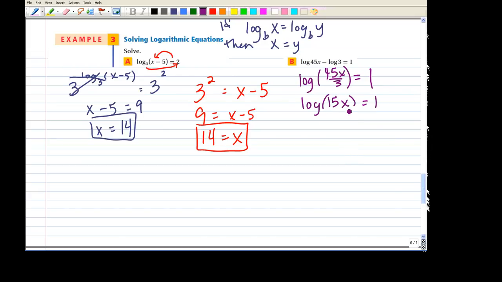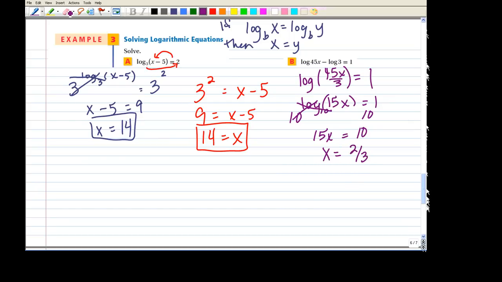Okay, so again, you could do like we did before. You could make these both an exponent, where my base would just match whatever the base of the log is. So I could have 10 to the power of log base 10, and I would get 15x equal to 10 to the first is 10, and then divide both sides by 15. So 10 over 15 is 2/3.